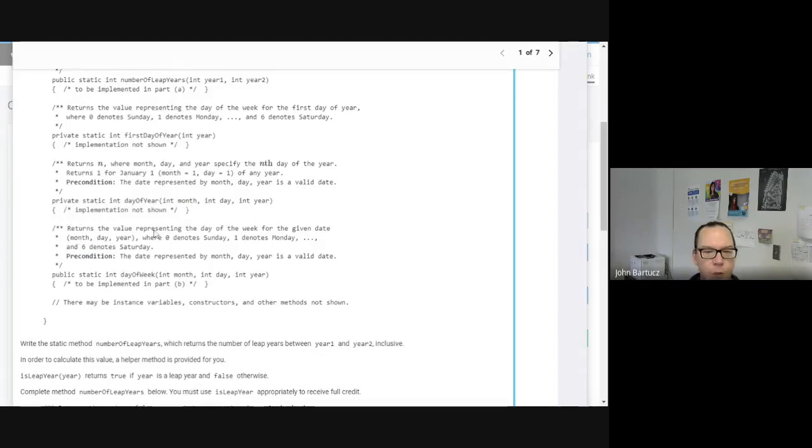All right, last one. Day of week returns the value representing the day of the week for the given date, month, day, year, where 0 denotes Sunday, and so on. The date represented by month, day, year is a valid date. So this is similar to before, but this time you're given a specific month, a specific day, and a specific year. So, for example, if you passed in month 2, day 26, year 2021, it should return Friday, which is 5.